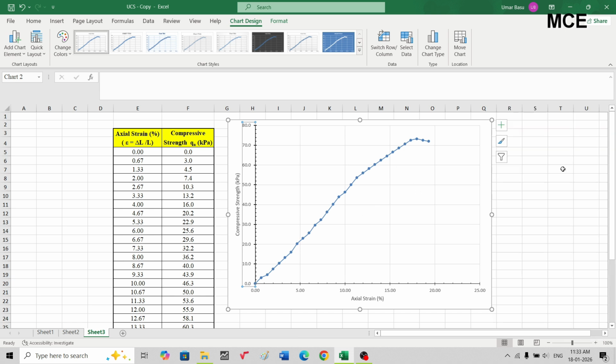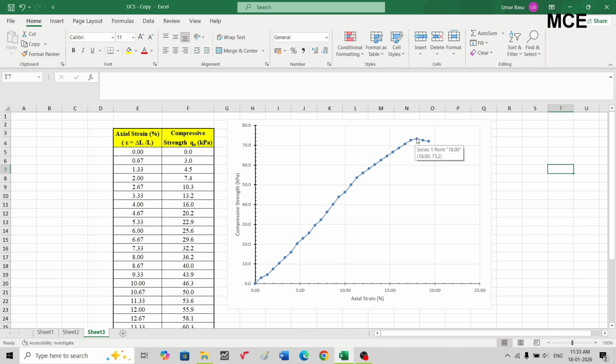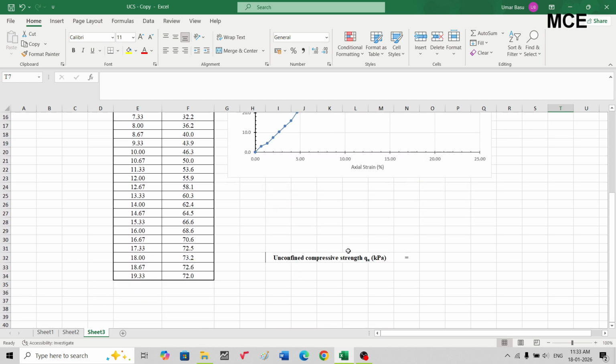So this is our graph of axial strain versus the compressive strength. Clearly, the peak value is 73.2 at the axial strain of 18%. So our unconfined strength for this sample is simply 73.2 kilopascal. This is the unconfined compressive strength.